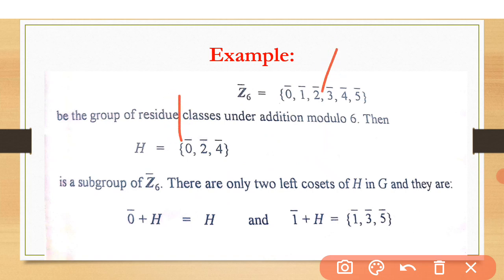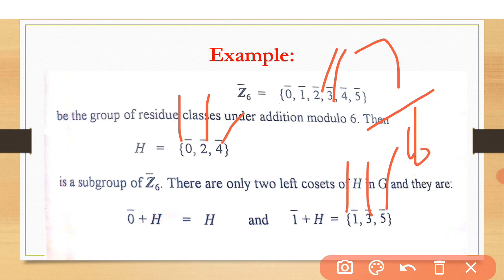Add 3 in 0 gives us 3. When we add 3 in 2, 3 plus 2 gives us 5. When we add 3 in 4, it gives us 7. When we divide 7 by 6, the remainder is 1, which is this.